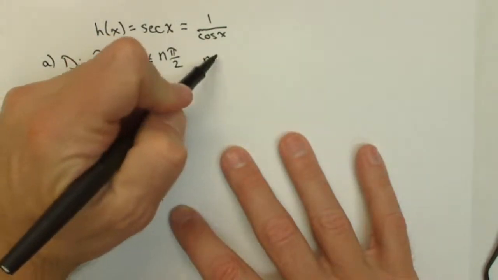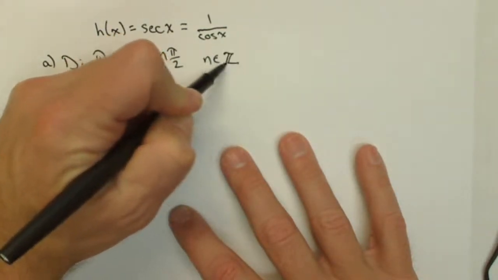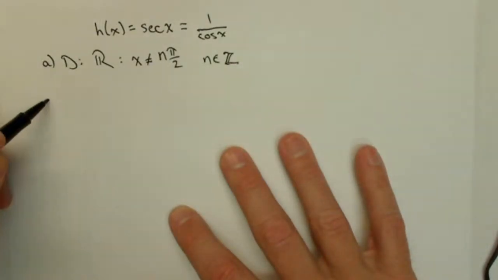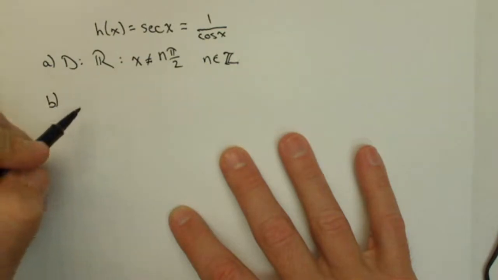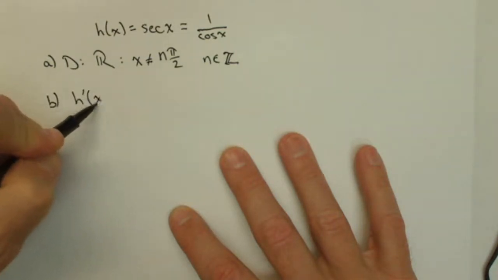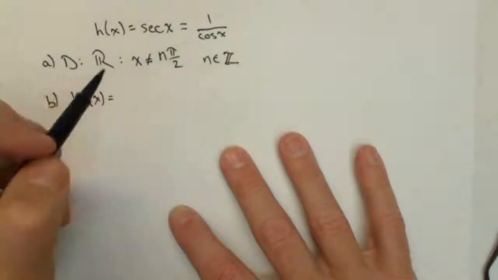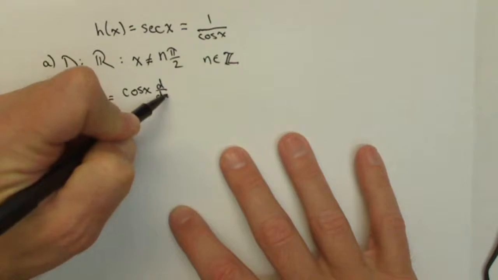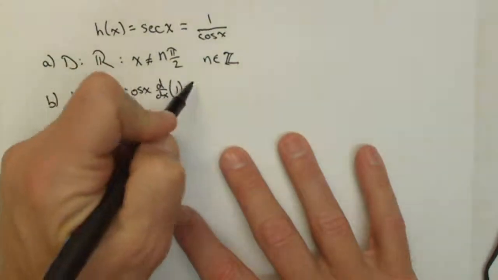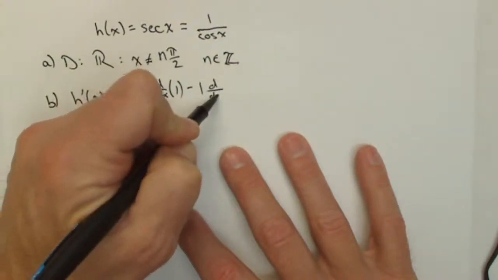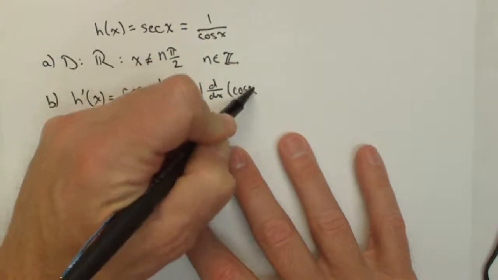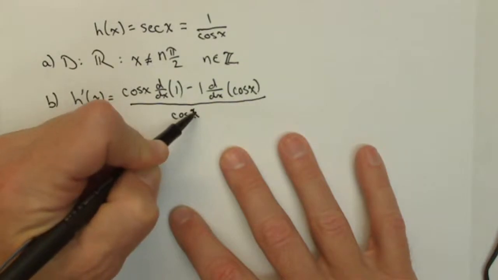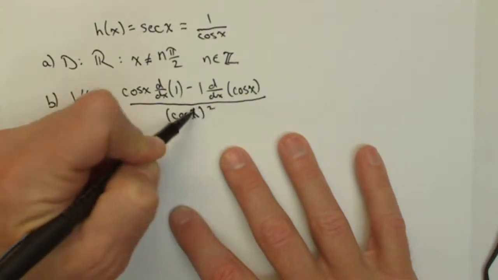So n is an integer. So there's our domain of this function. Now let's go ahead and find a rule using the quotient rule. So the quotient rule says it's the denominator, cosine of x, times the derivative of the numerator minus the numerator times the derivative of the denominator, all over the denominator squared.